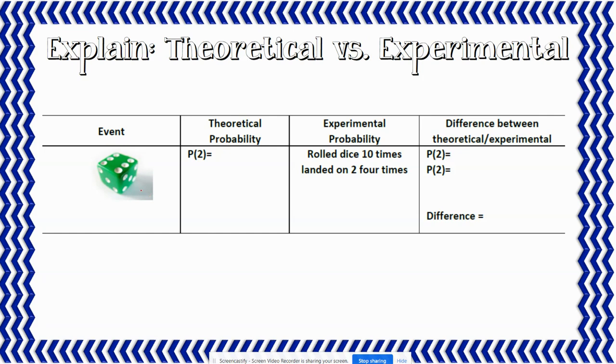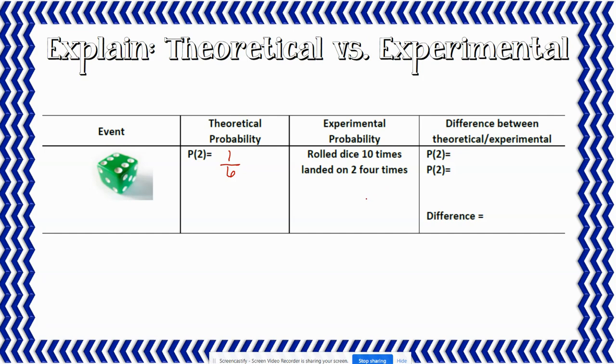So let's look at the first event. You see that we're rolling a die and we are looking for the probability of landing on a 2. Well, for this, we know that there is 1 2 on a die out of 6 total sides. So the probability of landing on a 2 is 1/6. But that is theoretically. That's what we think will happen. However, experimental probability is what actually does happen.